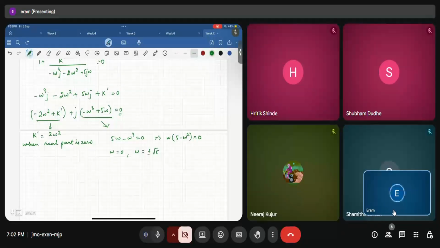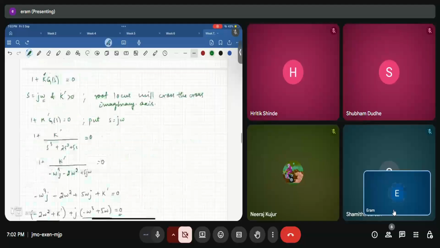Okay, so if you put omega equals 0, then your k dash will be 0. But k dash cannot be 0, because k dash is 0 at the open loop pole. So this condition we cannot take. This will not be the correct choice of omega, so the choice will be left with omega equals plus minus root 5.